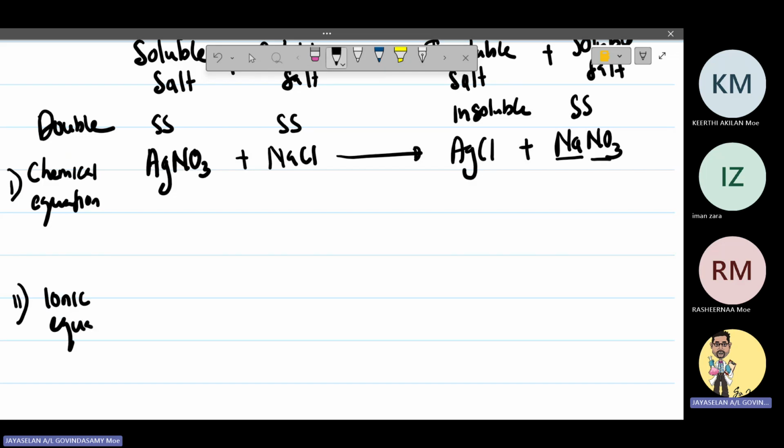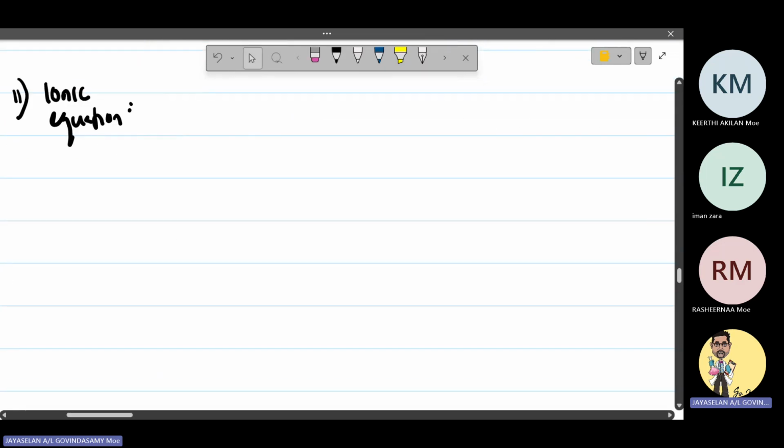This is very easy. I don't know why y'all are scared of this. Okay, later I will do it. Let's do one more chemical equation. Okay, I'll do one more.